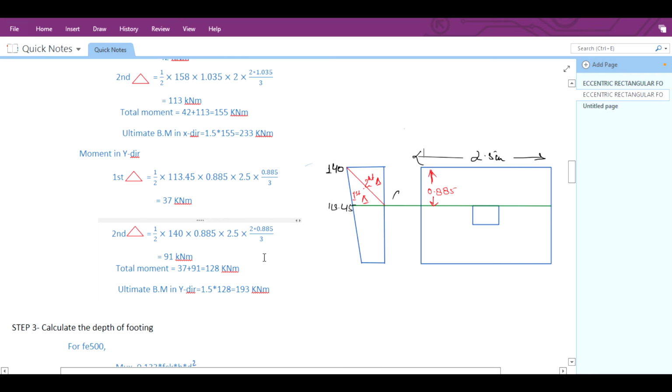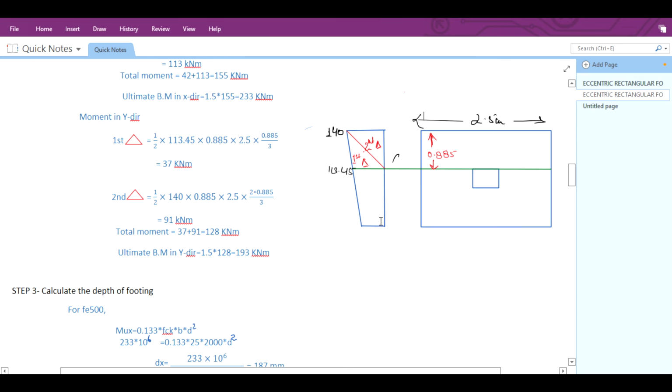Similarly for the second triangle you have to calculate 1 by 2, half, multiplied by 140 multiplied by 0.885 multiplied by 2.5 multiplied by 2 by third of the triangle, that is 2 by third of 0.885. So it will come as 91 kilonewton meter. So the total moment will be 37 plus 91, it will be 128, and your ultimate moment in y direction is 1.5 multiplied by 128, which is equal to 193 kilonewton meter.